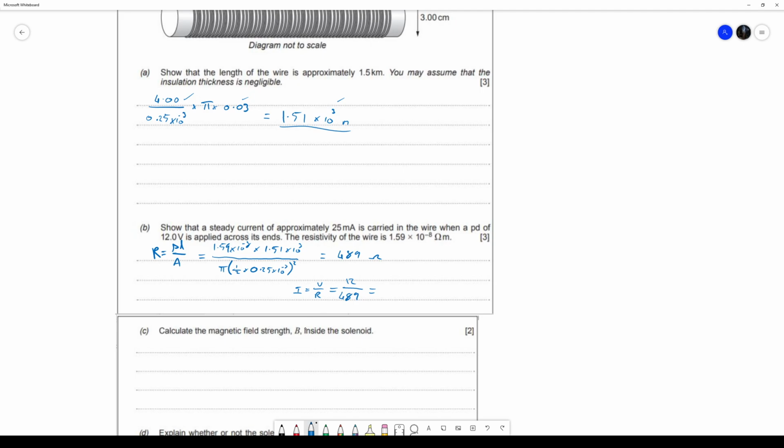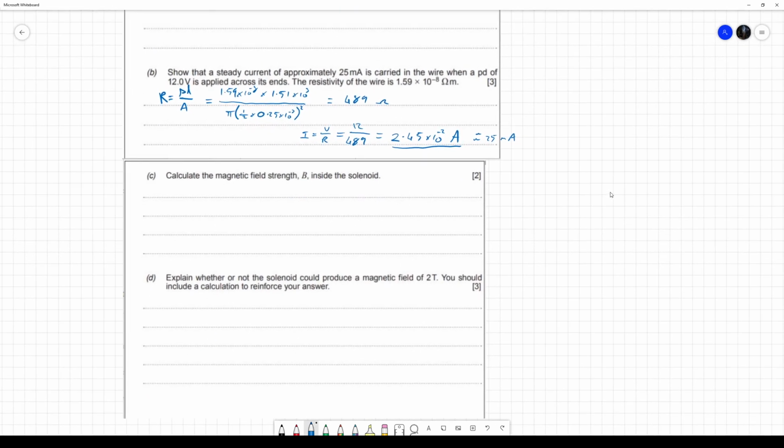Which is 2.45 times 10 to the minus 2 amps. You don't have to write "which is roughly equal to 25 milliamps." There's no requirement for that last bit, but you can if it makes you feel better. What you should absolutely not do is simply leave the calculation and say that is approximately equal to 25 milliamps. That doesn't get you the mark. Always calculate the exact value.